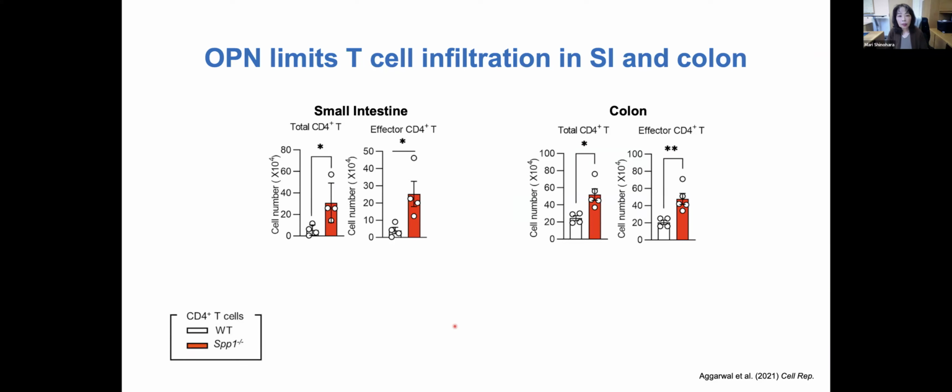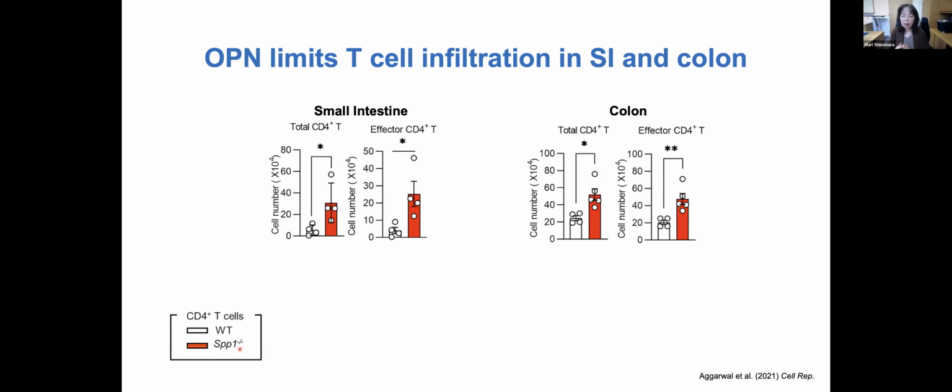And then we wanted to look at T cells a little bit more. To begin with, we simply looked at the T cell numbers in both small intestine and colon. The total CD4 T cell numbers are higher in OPN knockout, which is not great because T cells are pathogenic. And particularly effector T cells, again, that's even worse. We found more T cell infiltration in the recipients transferred with, again, knockout CD4 T cells.